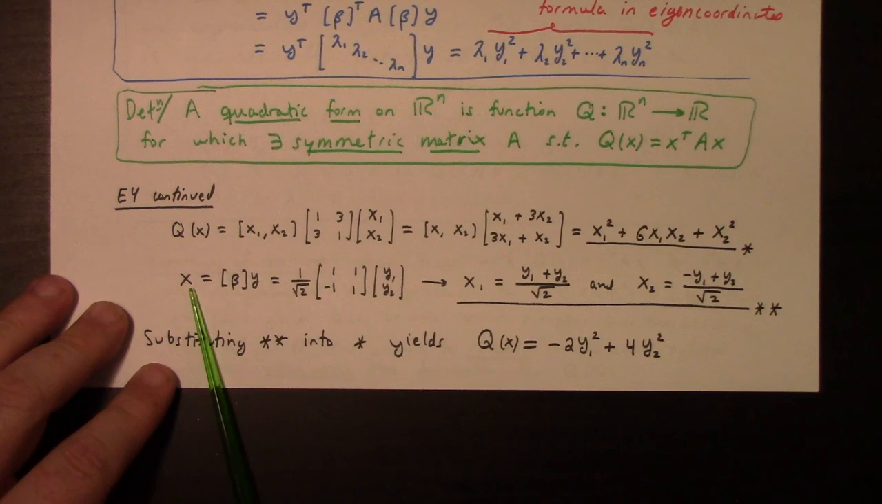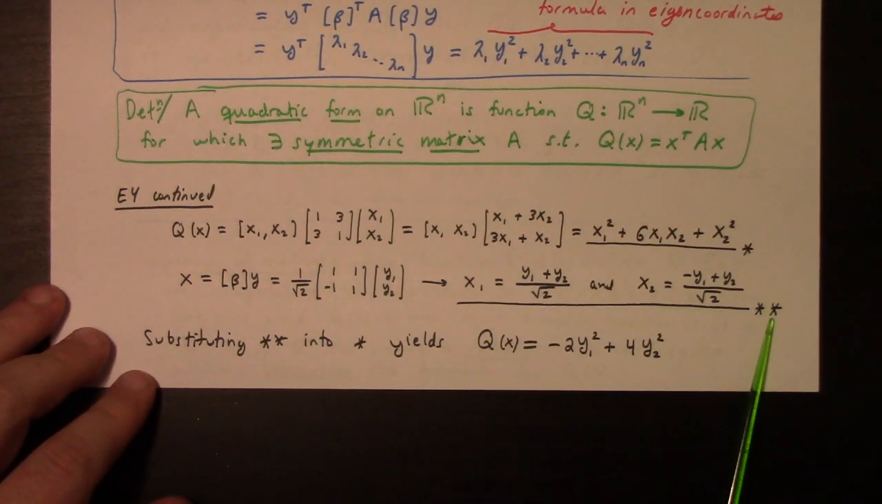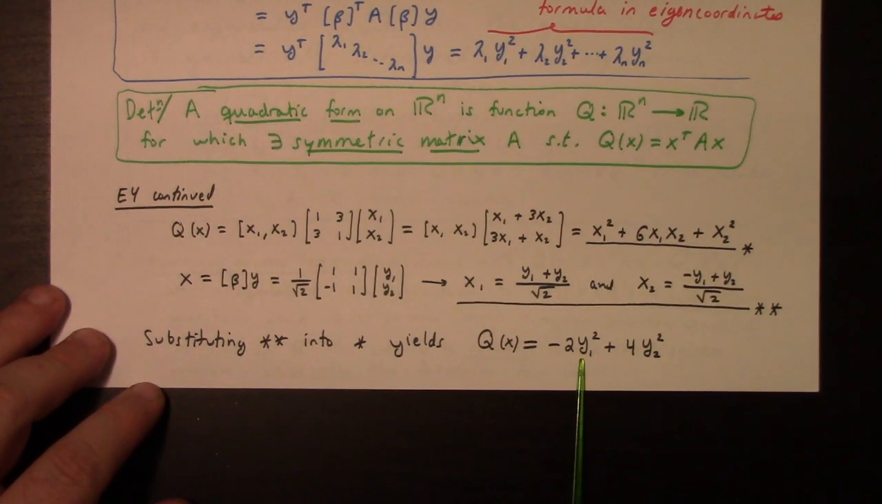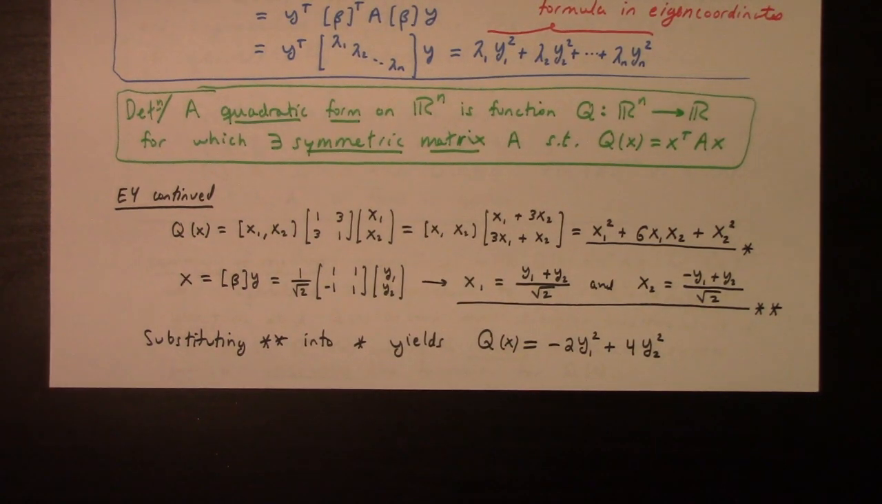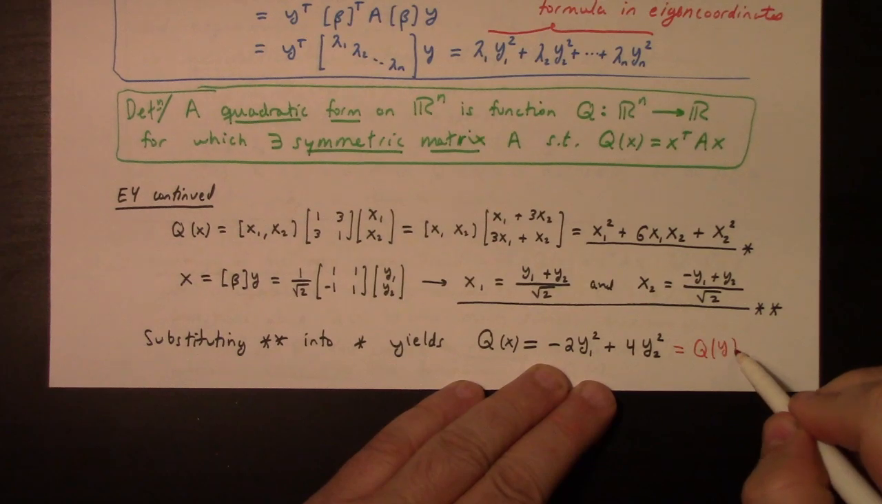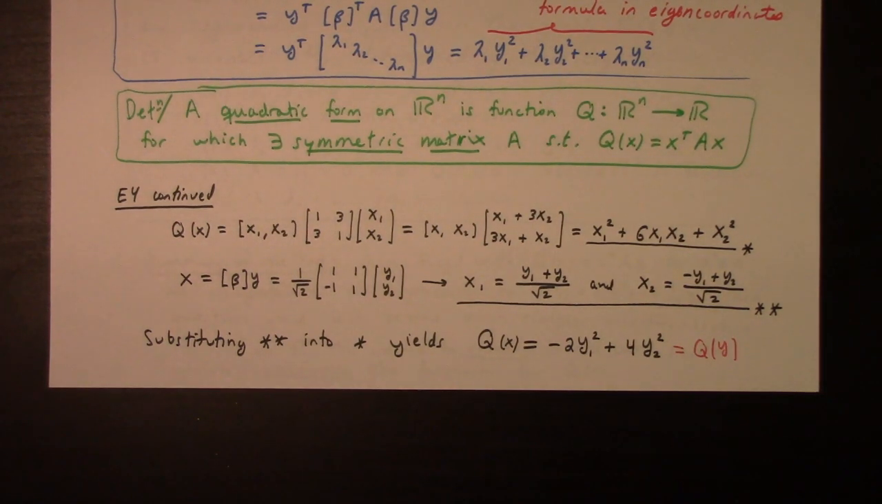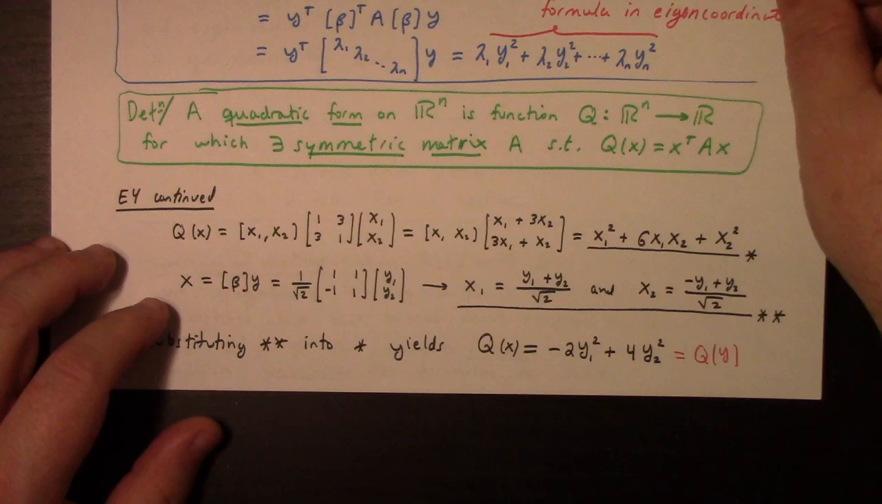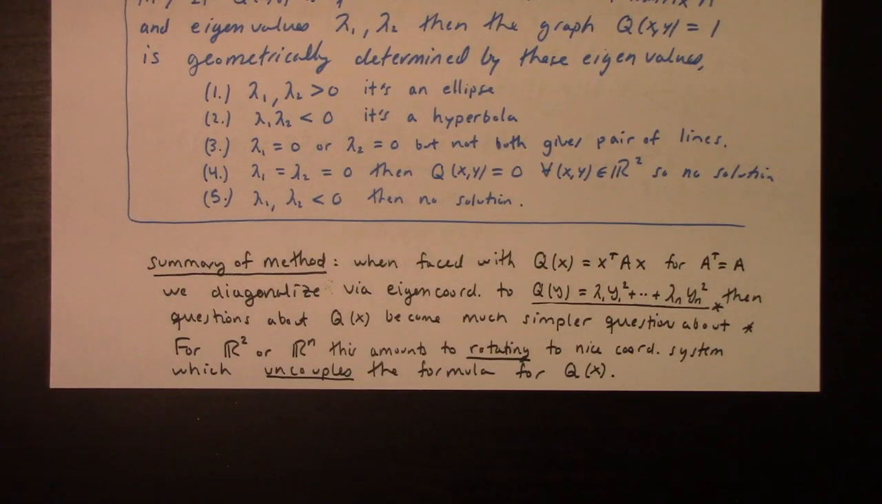Now, if I use eigencoordinates y, like I was saying, if I make a substitution of x1 is y1 plus y2 over root 2, and x2 is minus y1 plus y2 over root 2, if I take double star and plug it into star, then I will get the much more beautiful formula, minus 2y1 squared plus 4y2 squared for Q of x. You might say Q of y here. Technically speaking, I really have to write a composition of a function I haven't named to make that mathematically accurate, but I feel like I should stop talking about that, as it would not serve the purpose of this lecture.